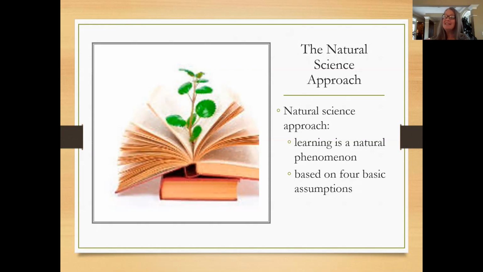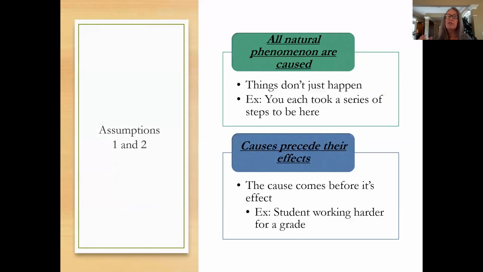One of the things that we definitely believe to be true, but it's just an assumption, is that learning is a natural phenomenon, that it's something that happens in nature, it happens naturally. And one of the first assumptions that we have concerning natural phenomena is that all natural phenomena have a cause. They don't just happen randomly. It doesn't just happen haphazardly, but there's something that caused this to happen.